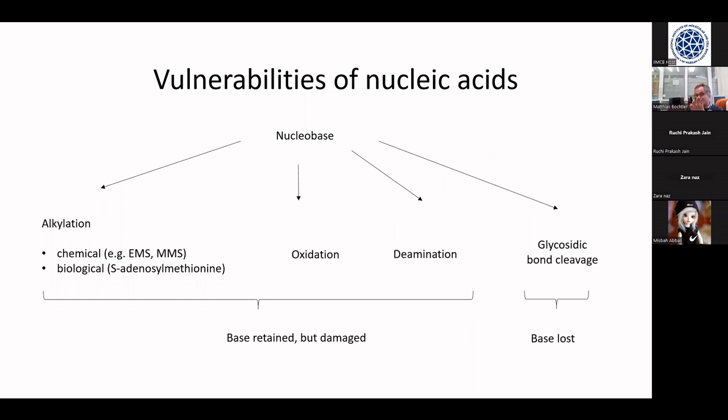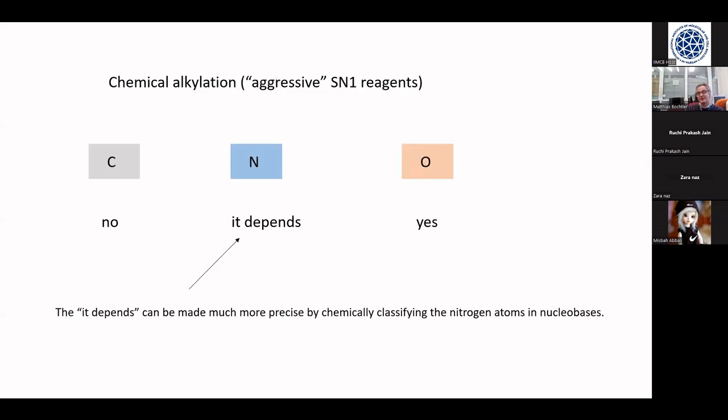And of course, the first three alter the base, but they don't lose the base. By contrast, once you cleave a glycosidic bond, basically the base is altogether gone. And we'll see why this is very bad. So let's now look a little bit at the different types of damage.